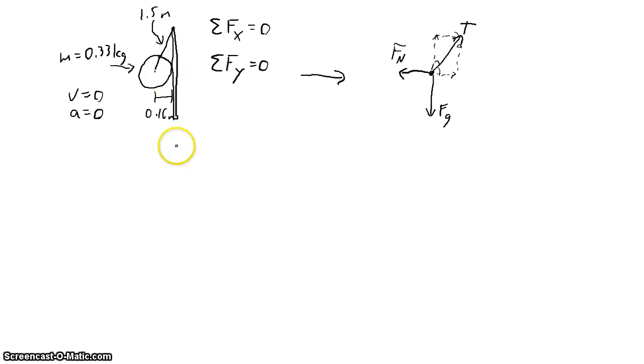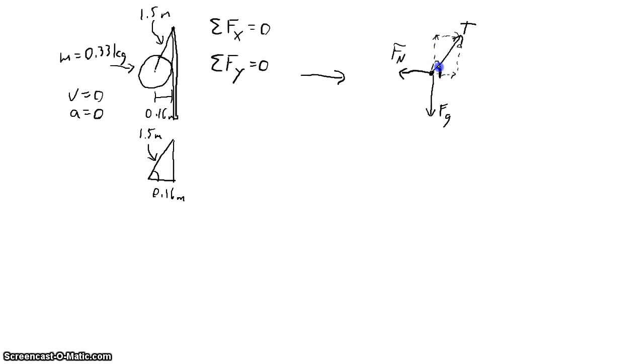Let's have a look at the original figure here. Here we have what's essentially a triangle that looks like this. It's a triangle that has the hypotenuse length of 1.5 meters, and the lower leg here has a length of 0.16 meters. The tension is along the string. So essentially, both of these triangles, this one here and this triangle here, are going to have the same angle here.